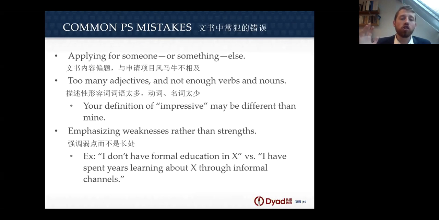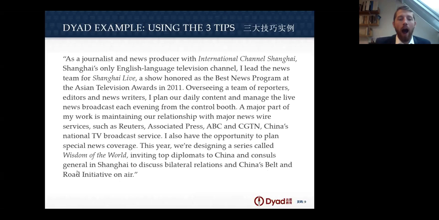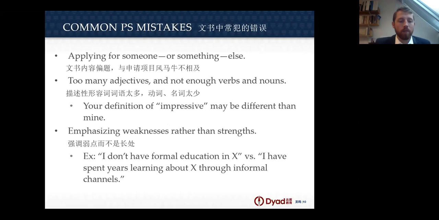But if you're able to shift from using adjectives and use verbs and nouns, that's a big part of showing your story rather than telling. So telling is using adjectives. It's when you say, I am a very organized person. But showing is where you say, I plan our daily content and manage the live news broadcast for Shanghai Live. And then I can deduce all those things and more.